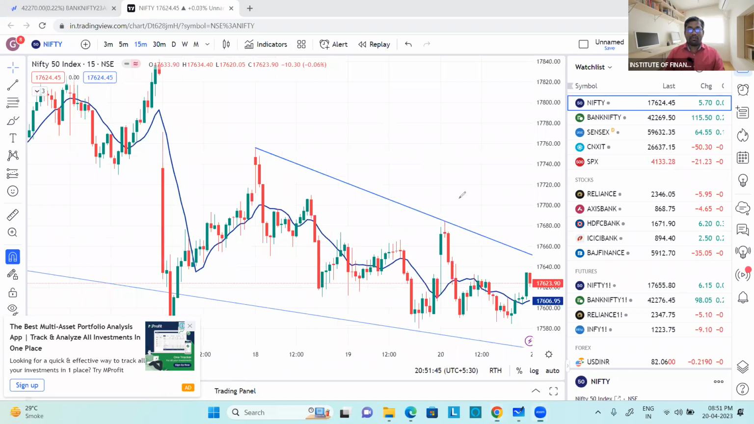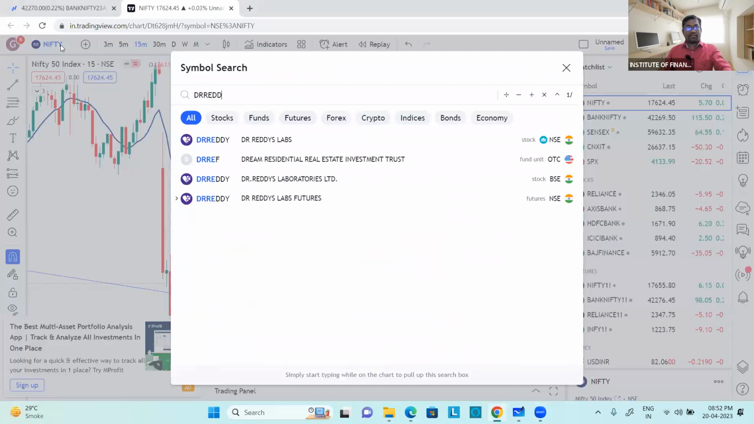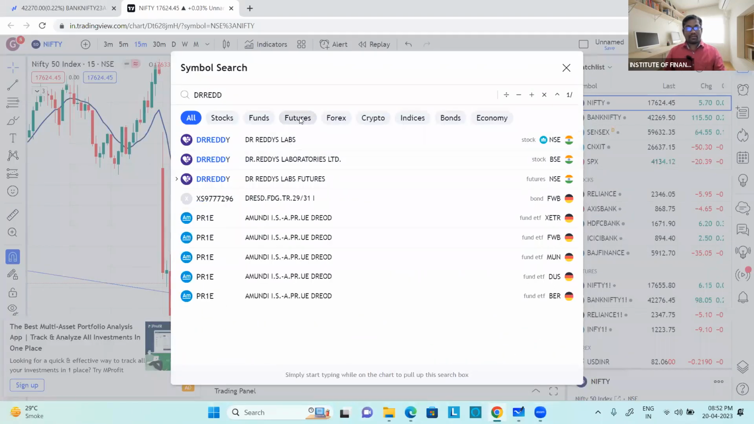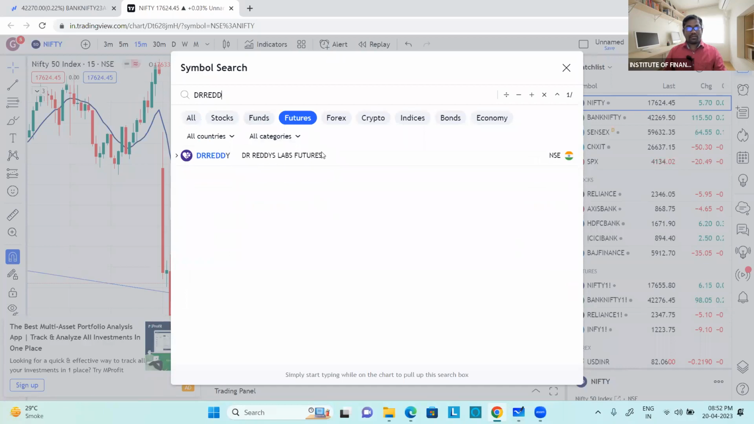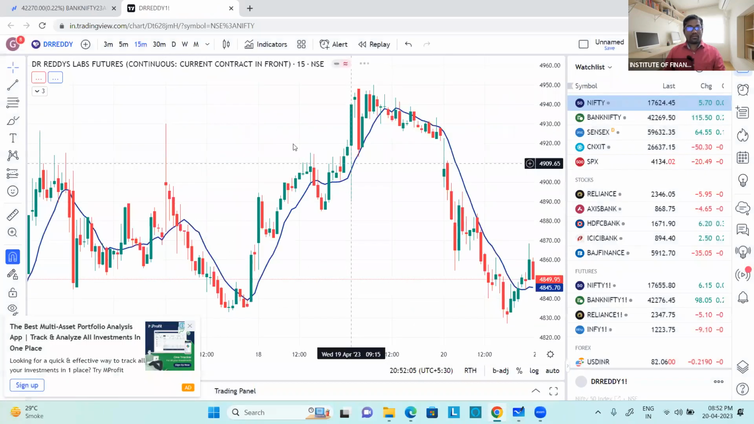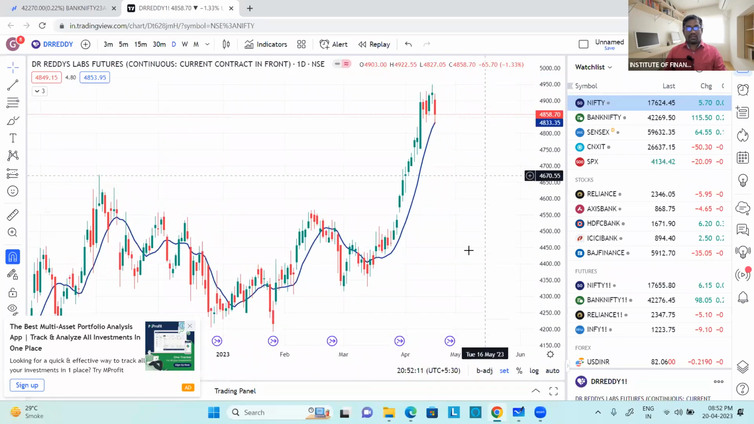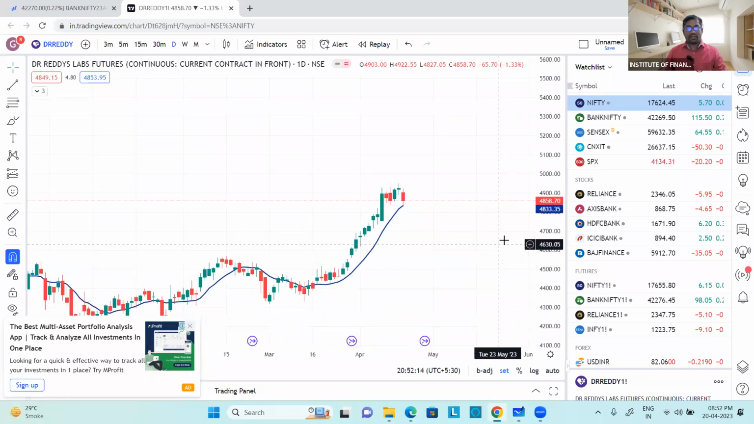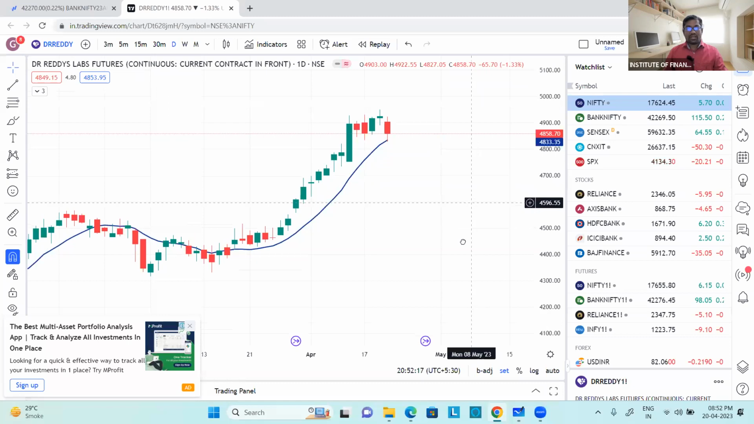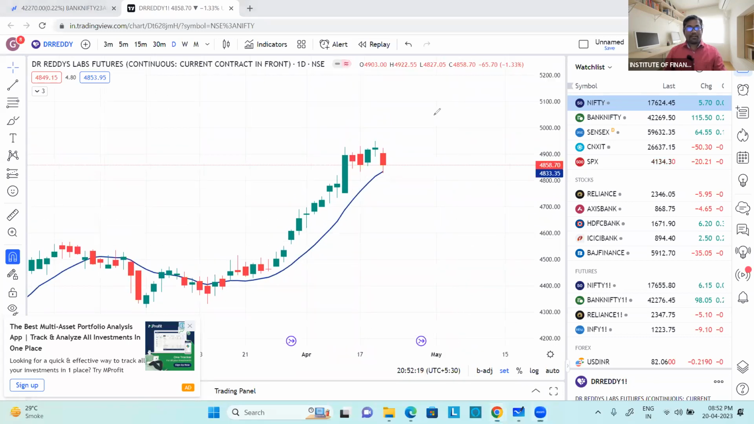This is good finding. Who founded this? Sagar, I think. Bhaskar Reddy. Dr. Reddy's futures chart daily today. Dr. Reddy. Yes, good. Good, sir. Good. Mr. Reddy spotted Reddy Laboratories.